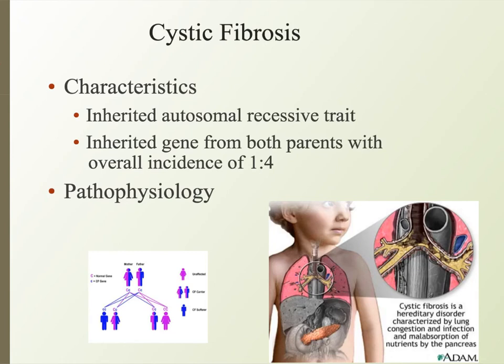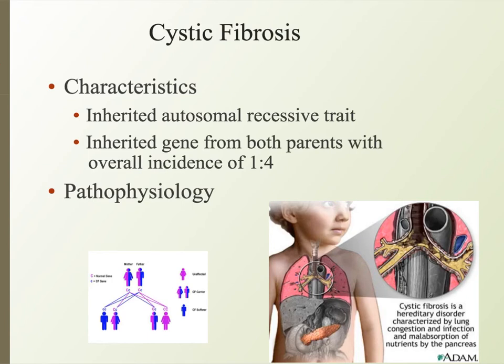So if you look at my genome chart here on this slide, you can see both these parents are carriers, and one child is going to end up with the disease. One's going to be unaffected, and then you're going to have 2 other children that are carriers. What's going on with cystic fibrosis is you have an increased viscosity of the mucus gland secretions that then lead to obstruction.